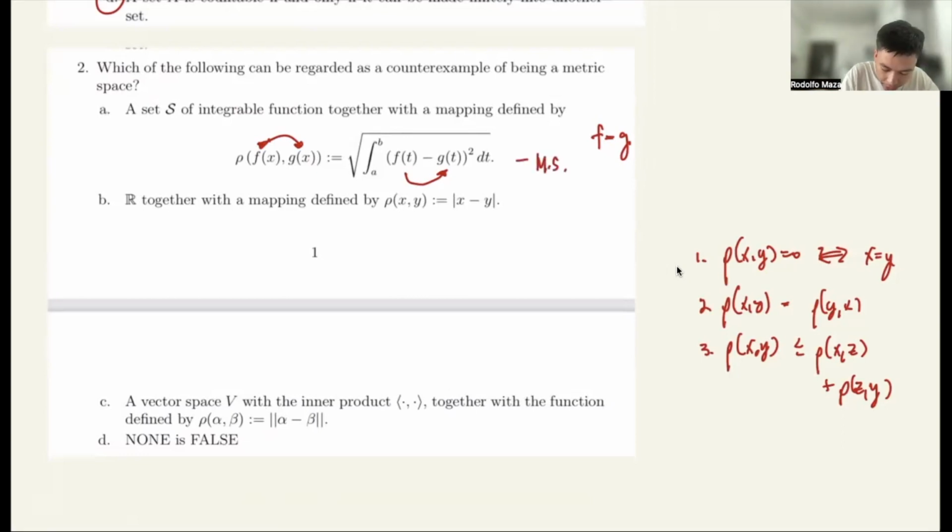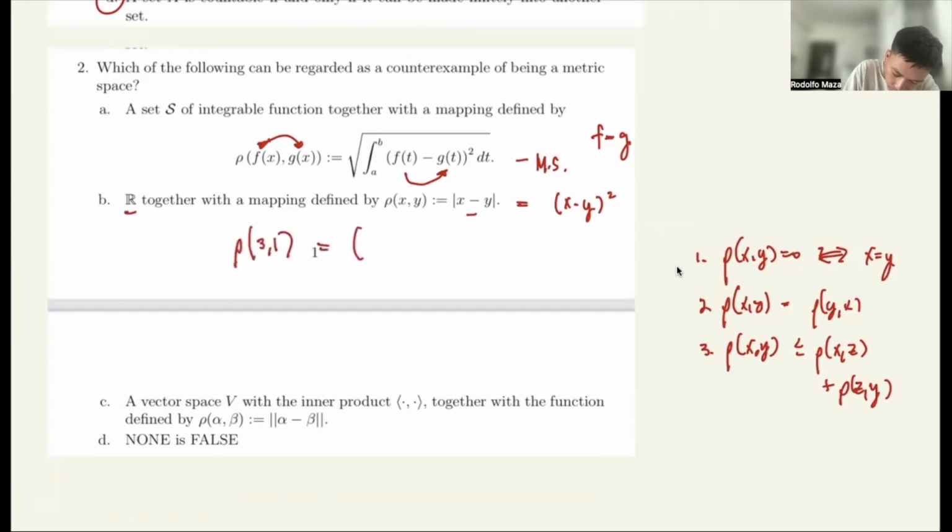For letter B naman, this one, pag ganito, di ba, this is defined as the square of x minus y. Okay. Well, double check. Kasi kung titingnan mo, let us say, at 3, 1. So, kunyari, in R, so that's rho of 3, 1.